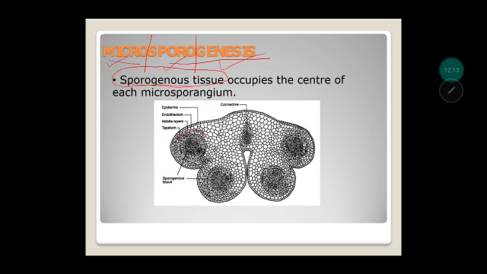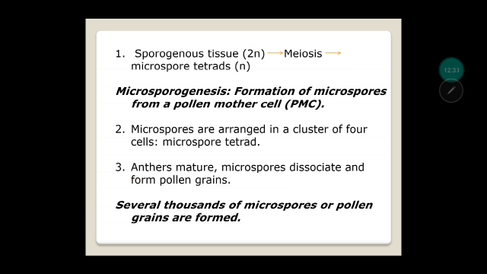So this is a microsporangium. This is another microsporangium. So there are 4 microsporangia. This is clear by now. In the center you can see a cluster of cells. This is called sporogenous tissue. All right. Now this sporogenous tissue will undergo meiosis and form microspore tetrads.